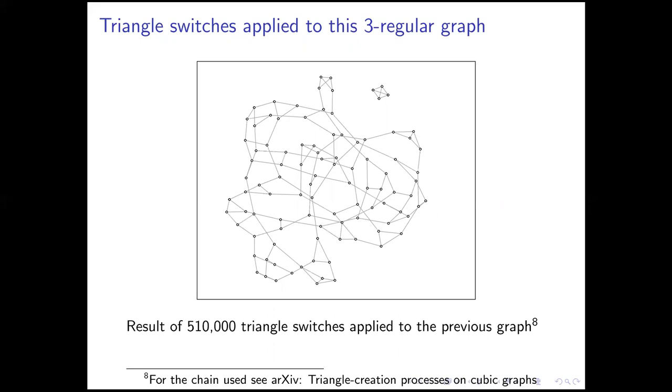So applying it to this graph, you've got a random graph which is very much not a uniform, a normal random three regular graph. You can see that there are many triangles, and there's a little K4 detached at the top right-hand corner.